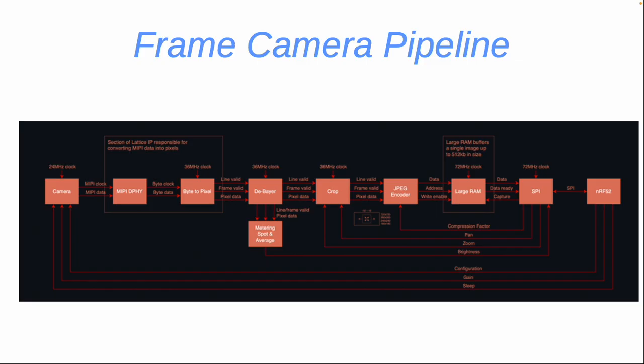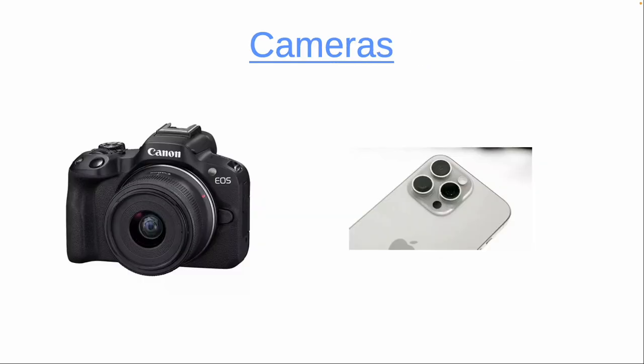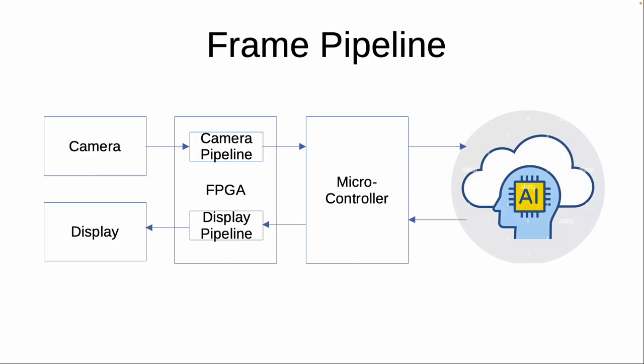Here we can see the details of the camera pipeline. There's a camera. You get some MIPI signals with a MIPI DPHY to absorb it. It gets turned into bytes with pixels. It gets debayered. We'll speak about that in a moment. It gets cropped. We'll speak about that in a moment. It gets JPEG encoded. We'll speak about that in a moment. And eventually it goes into the large RAM and is sent off to the microcontroller, and from the microcontroller off to AI and back through the rest of the pipeline.